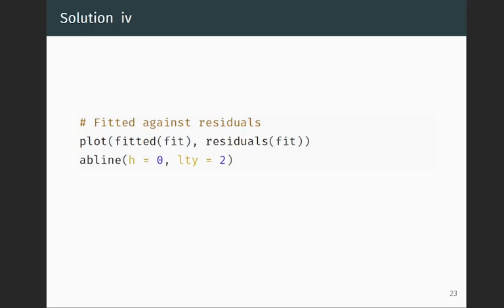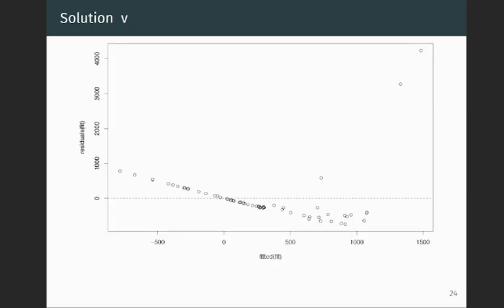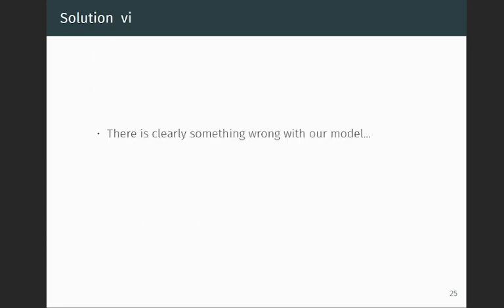So that's evidence of additivity and linearity probably doesn't hold. But let's look at the fitted values against the residuals as well, just to check. And if we do this, we get a similar picture where it's clear that the residuals are not uniformly distributed along the horizontal line. We get essentially the same pattern as we got earlier, but slightly rotated. And so it's clear that something is wrong with the model. But how do we fix this?